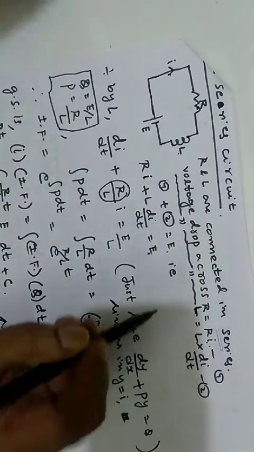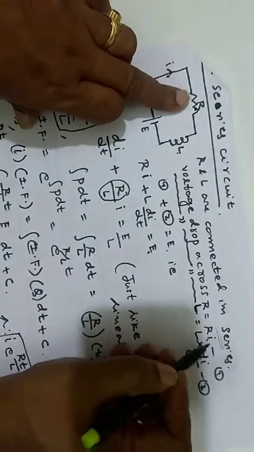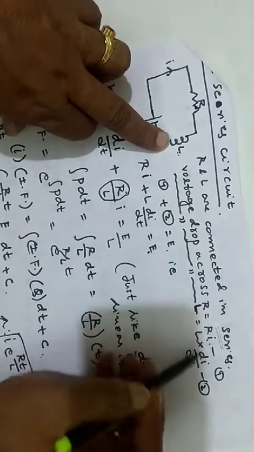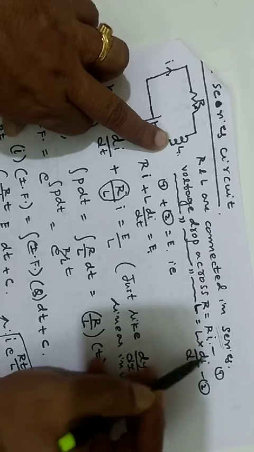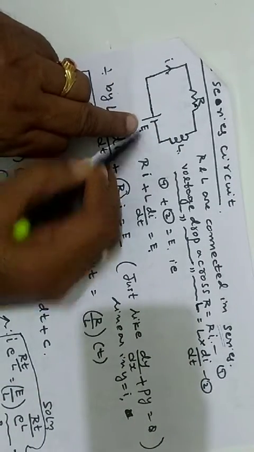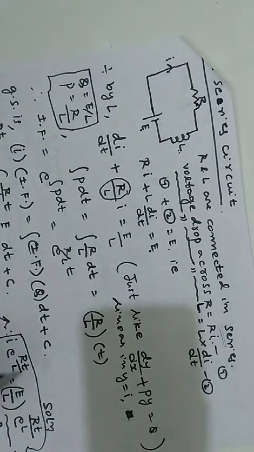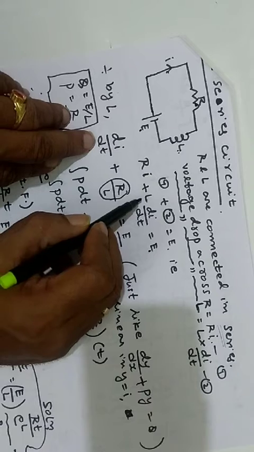I repeat once more. Voltage drop across R is Ri. Voltage drop across L is L into di by dt. This total, Ri plus L into di by dt, must be equal to the voltage source, that is E. Now, this is a differential equation. I have to solve this. So, what is the procedure?